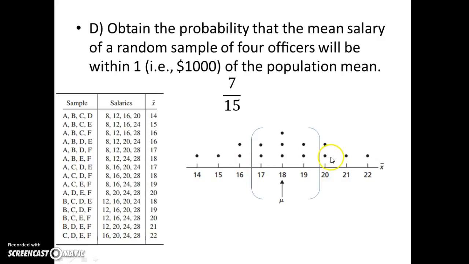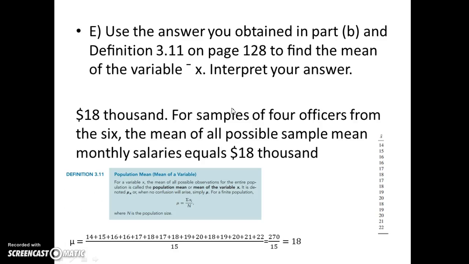how many of them are within 1 of 18? So 1, 2, 3, 4, 5, 6, 7. We see 7 samples in here. Because the whole thing was 15, the probability is going to be 7 over 15.